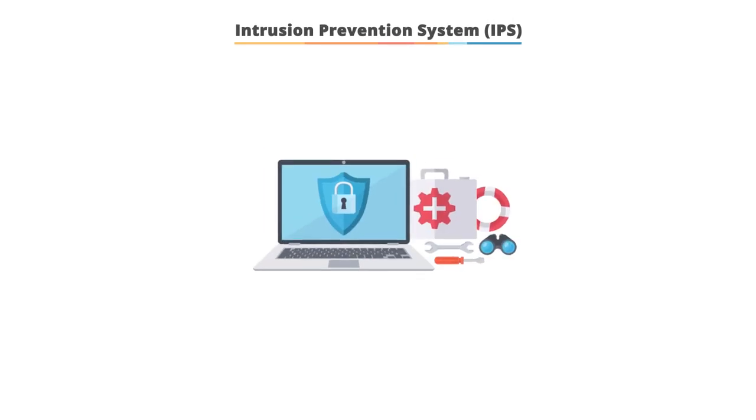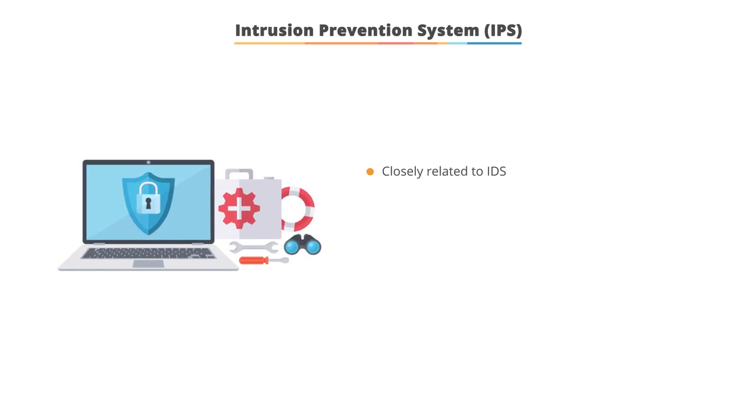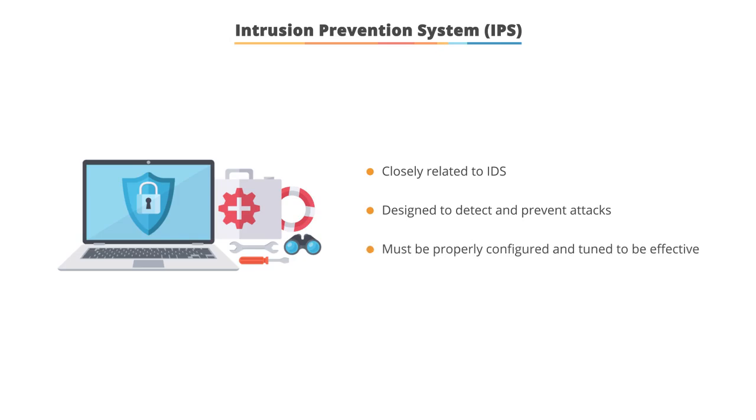Now, an intrusion prevention system is different than an IDS, though it is closely related. It's designed to detect and prevent attacks by predicting an attack before it happens, hence limiting the damage or disruption to systems that are attacked. It must be properly configured and tuned to be effective.